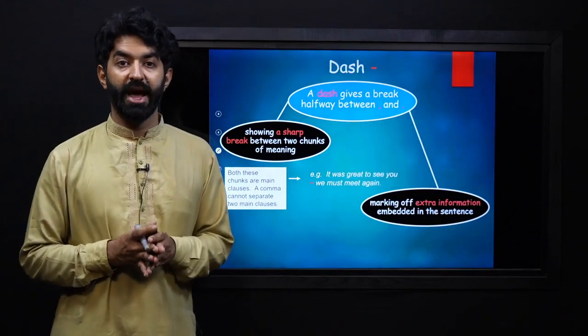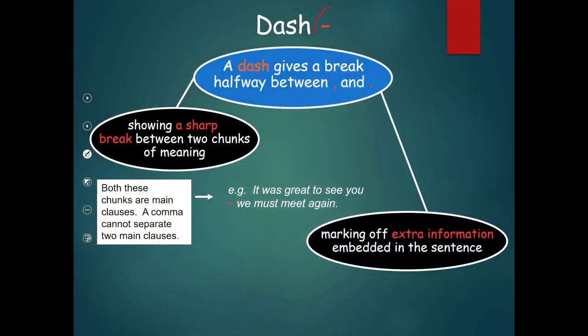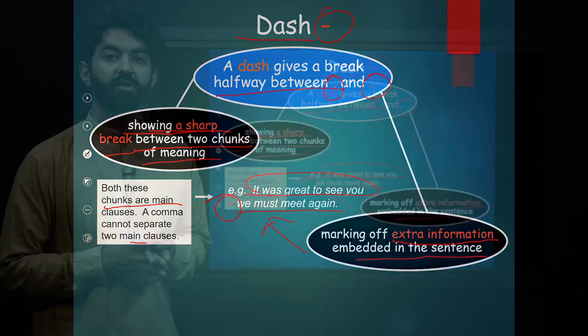Now let's talk about the dash. Dash is denoted by this sign. A dash gives a break halfway between a comma and a full stop, showing a sharp break between two chunks of meaning. For example, it was great to see you, we must meet again. So after this part, we separated this chunk with a dash. Both these chunks are main clauses. A comma cannot separate two main clauses. Hence, we use a dash. It is also used for marking off extra information embedded in the sentence, like we saw in this example. So this is when we use our dash.